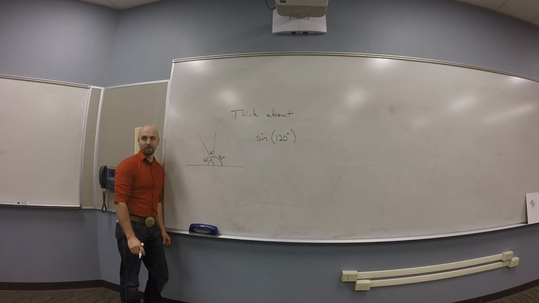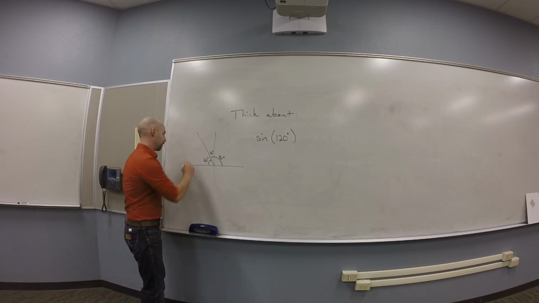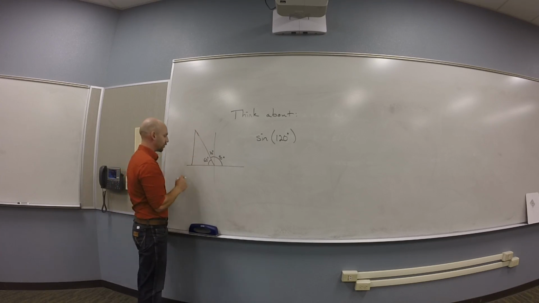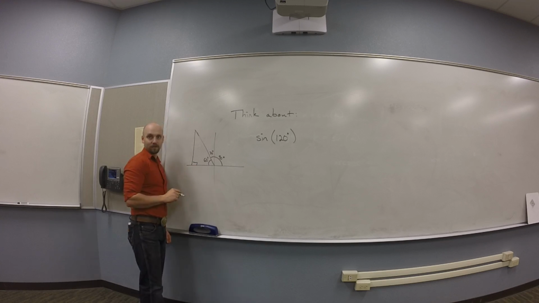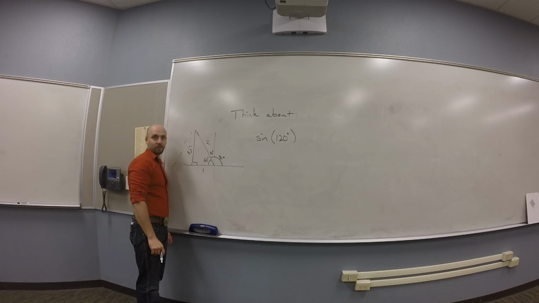You need to know 60 degrees, and you really want to know 60 degrees. So put your reference triangle in here. What does your reference triangle look like? 30, 60, 90. You do opposite over the hypotenuse. So 1, 2, square root of 3.